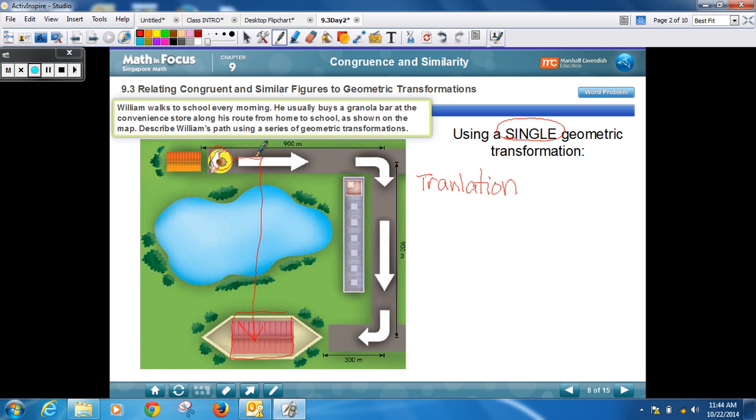and it's a translation. If I look here, he went 900 to the right, but then he came back to the left 300. So that means it must just be 600 to the right. So it helps if I spell that right. Translation 600 to the right. And then he went down 900 down. If we write that algebraically, remember from last chapter, x, it's right, so it's plus 600. The y went down, so it's negative 900.